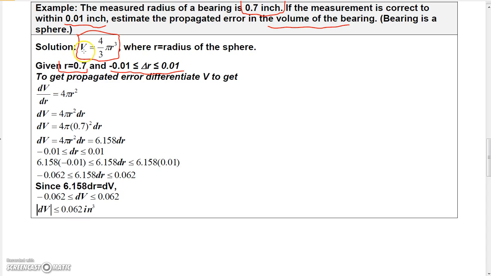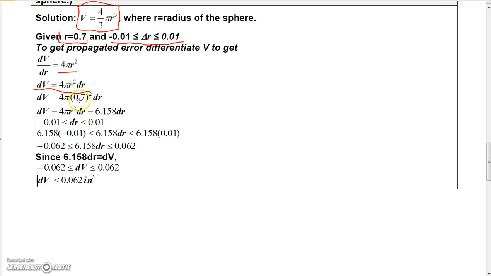To get the propagated error, we can differentiate V. If you take the derivative of V with respect to r, you get 4 pi r squared. So dV over dr is 4 pi r squared, but if you multiply by dr, you get dV is 4 pi r squared dr. Now, if you plug in 0.7 for r, you're actually going to get 6.158 dr for dV.